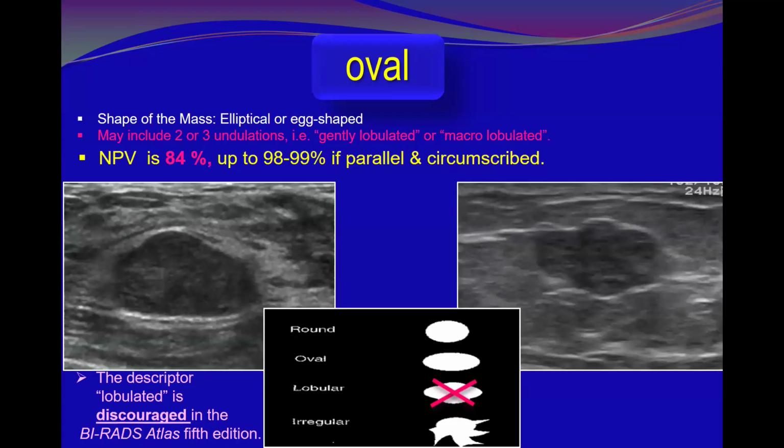They consider two or three large undulations, gentle lobulations, what is called macro lobulations, part of the oval descriptors. Previously, they described it as lobular, but now it is just included under the descriptor of oval shape and has the same predictive value as the oval shape.